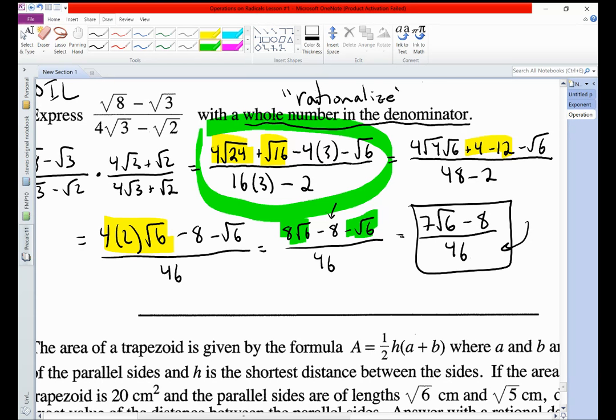Pretty short one today. We're done everything with radicals. So that's as hard as it gets. That's the boss battle of these 2 units.